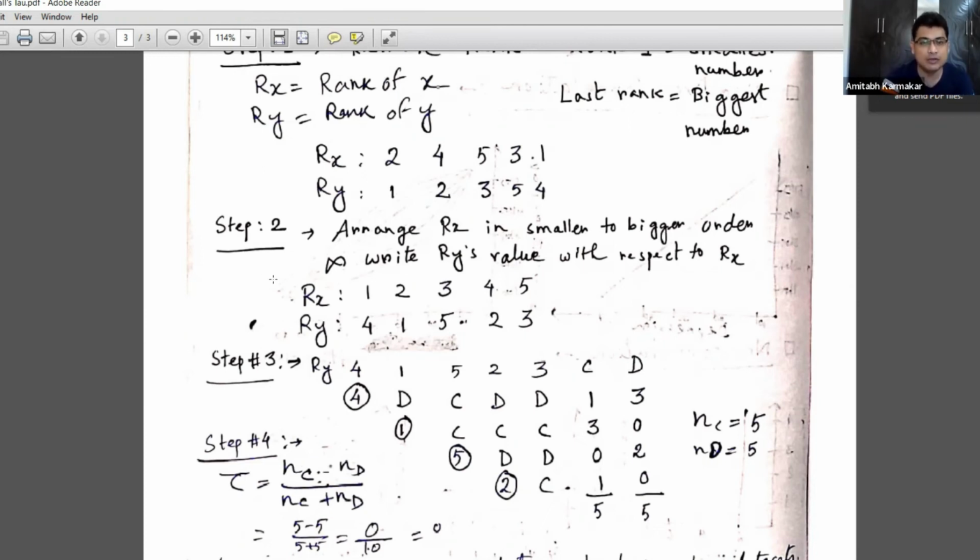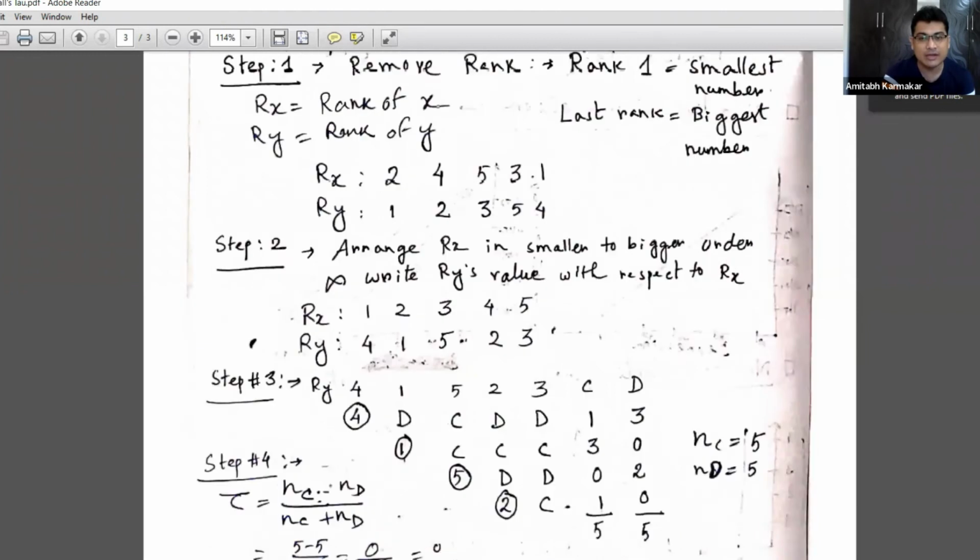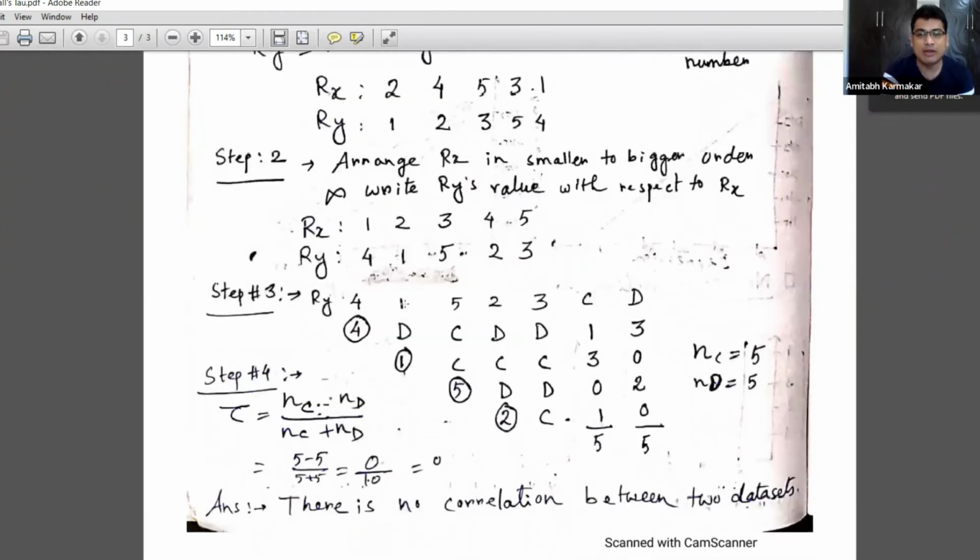So now, for the time being, we'll ignore everything we have done. Step 3, we'll write ROI 4, 1, 5, 2, 3. The same number, you're just copying it, nothing else. Now here you write C and D. Remember I told you C for concordance and D for discordance. Now we'll try and solve this. So ROI value 4, 1, 5, 2, 3, and we'll write C and D.